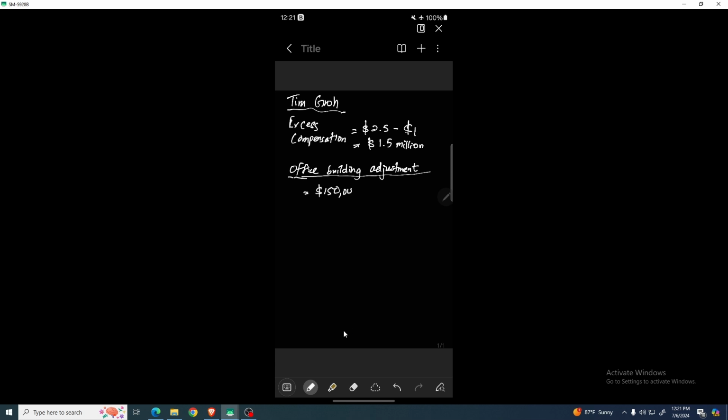All right, let's start off with the CEO's compensation, Tim Grow. The excess compensation is going to be 2.5 minus 1 million. This is going to be 1.5 million. And then you have the office building. Office building adjustment is going to be 150,000 plus 25,000, because of the general admin expense of 150,000 for the building, and the depreciation of 25,000. This is going to be 175,000.